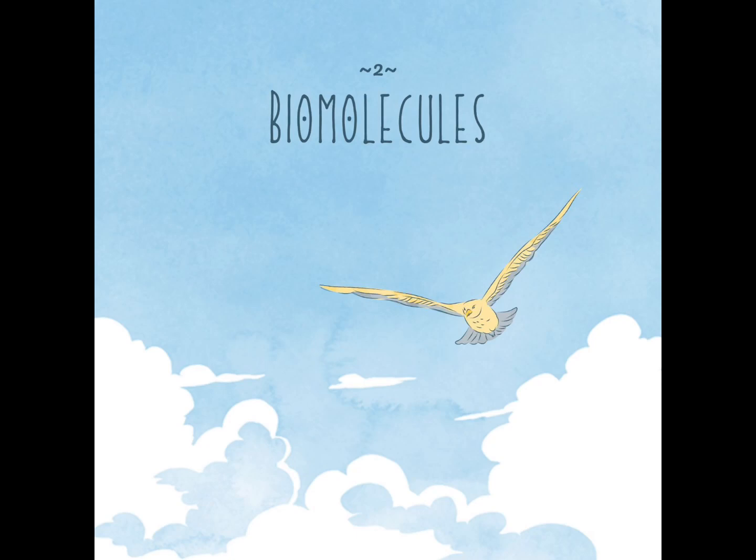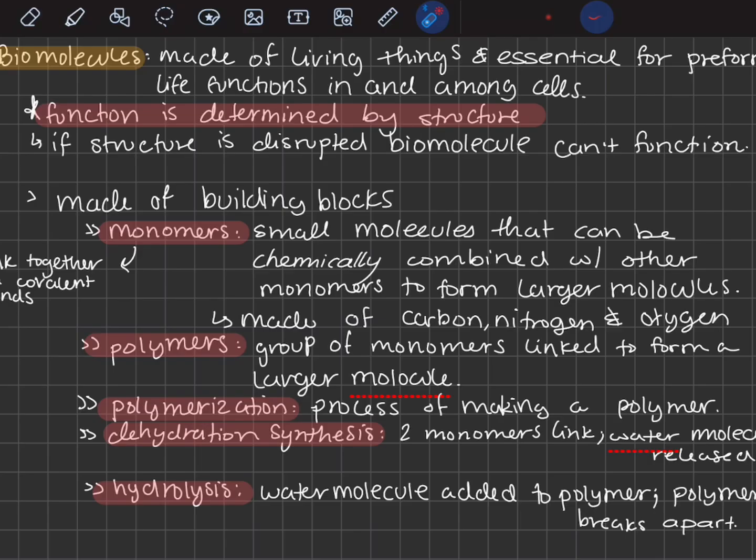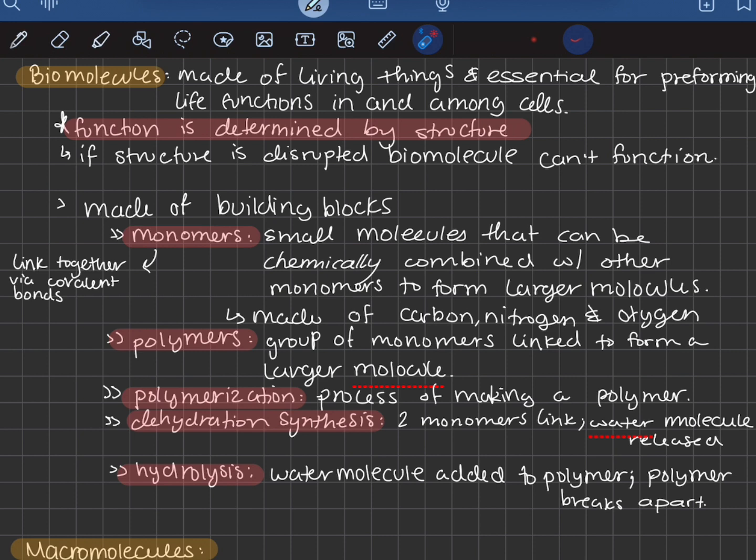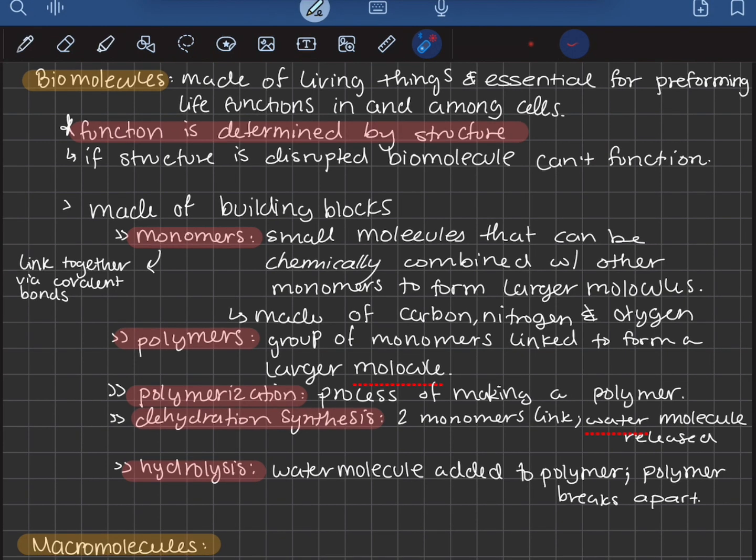So today's topic is biomolecules. Biomolecules are made of living things and are essential for performing life functions in and among cells. The function of a biomolecule is determined by its structure, and if the structure is disrupted, the biomolecule cannot function anymore. And biomolecules are made up of building blocks, which primarily consist of monomers and polymers.